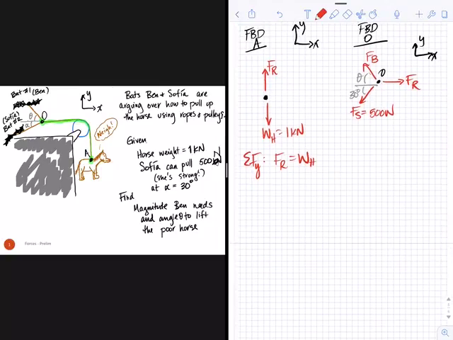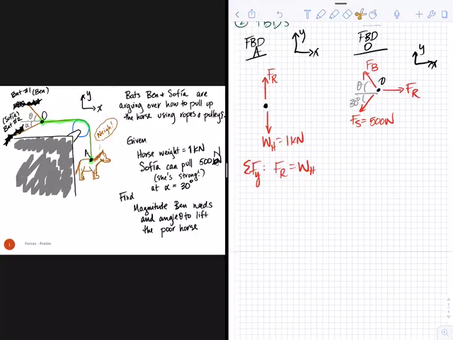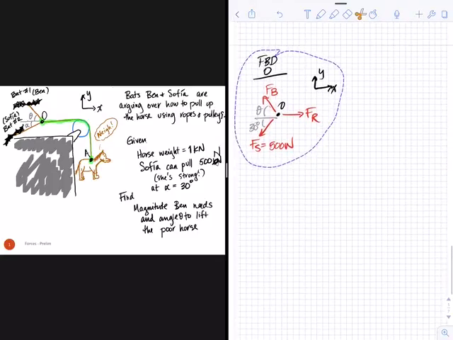Okay, so now we can come back to free body diagram O and look at it now that we know what we're trying to solve for. FR is known, this is the 1 kilonewton. We basically need to know how much force FB is so that this thing is in equilibrium. And as soon as Ben gets to at least that force, or just a little bit over, then he'll be able to start pulling up this poor horse.